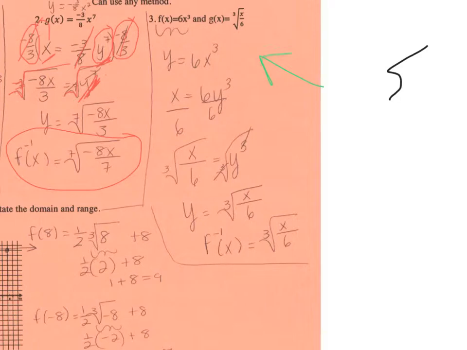For this one, I would just look at the equation that looks easier to work with. So I'm going to work with the left one. I'm going to interchange x and y. I'll isolate y cubed, take the cube root. So then our inverse equation is the cube root of x over 6.